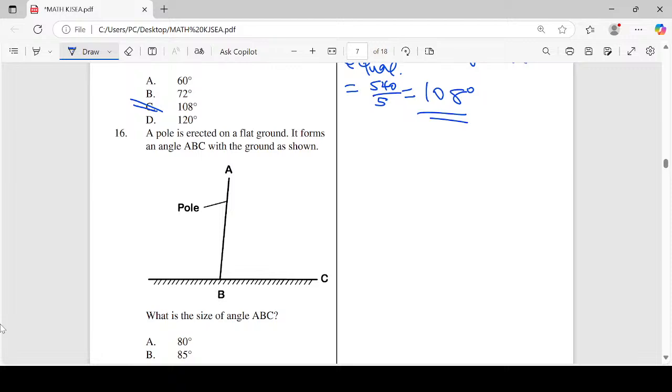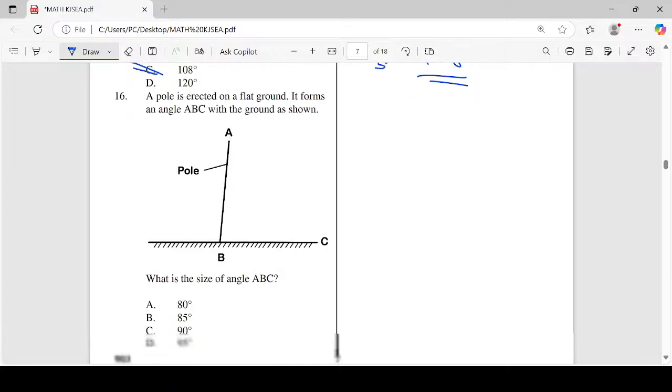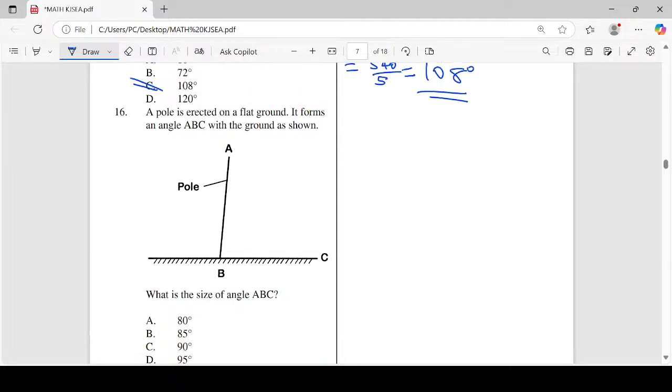Let's look at question number 16. A pole is erected on a flat ground. It forms an angle ABC as shown. What is the size of angle ABC? How do we get the size of that angle?